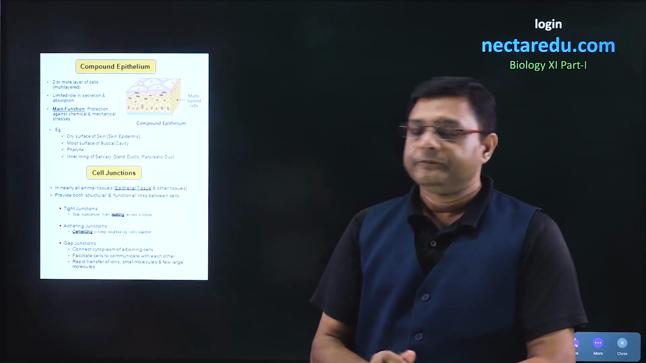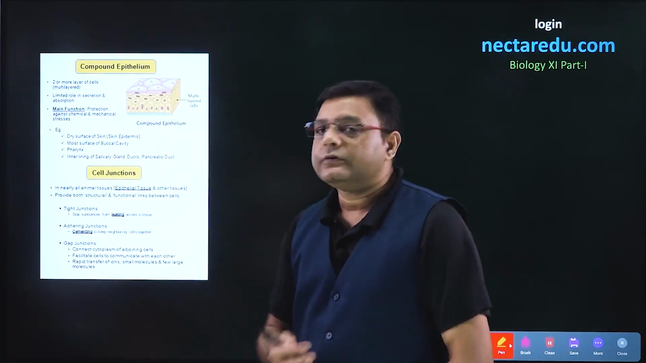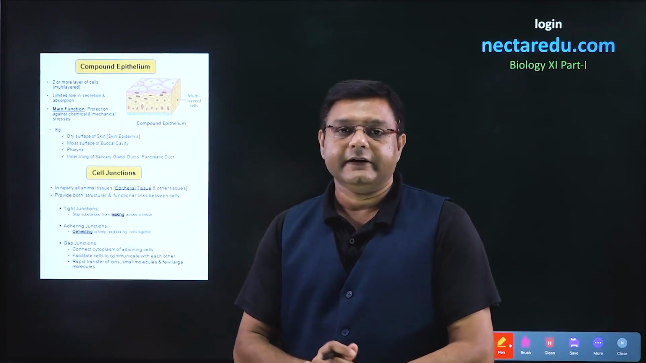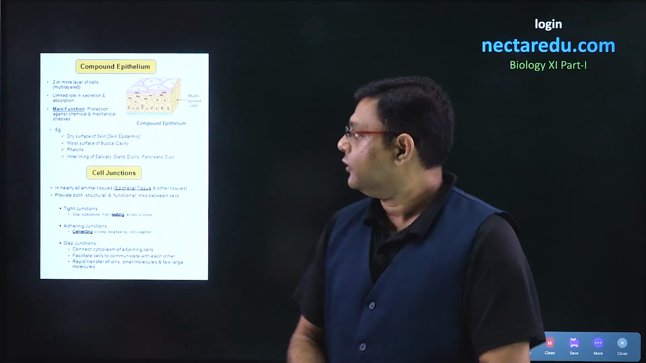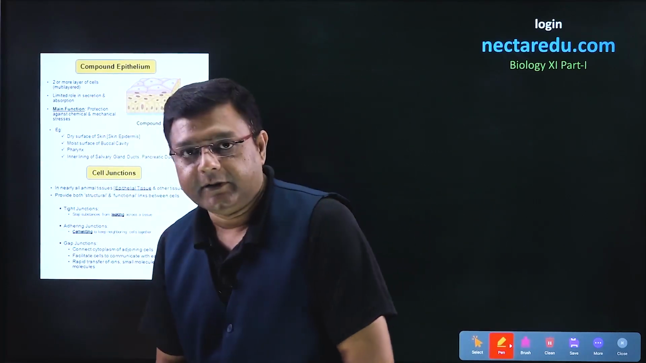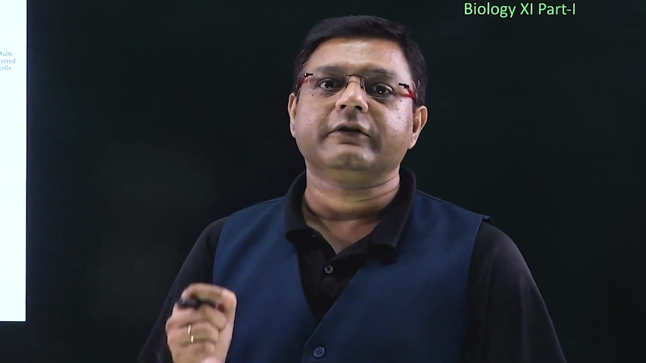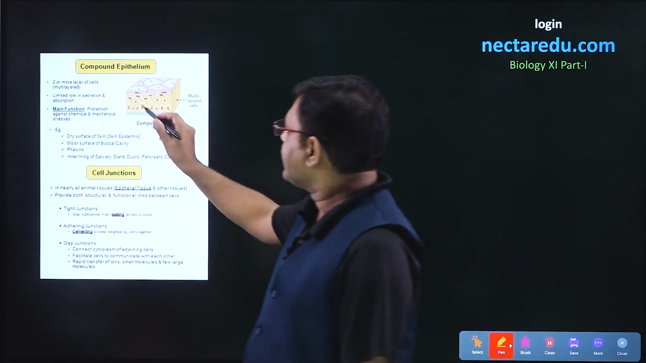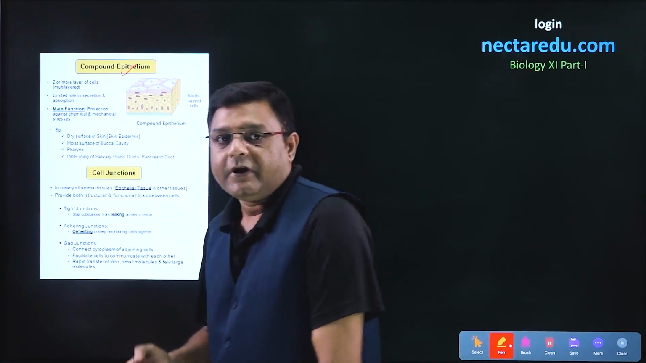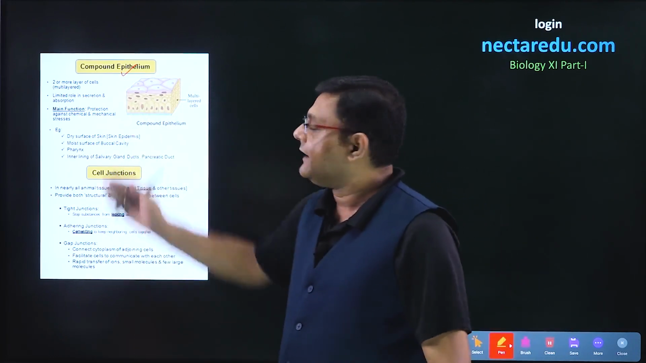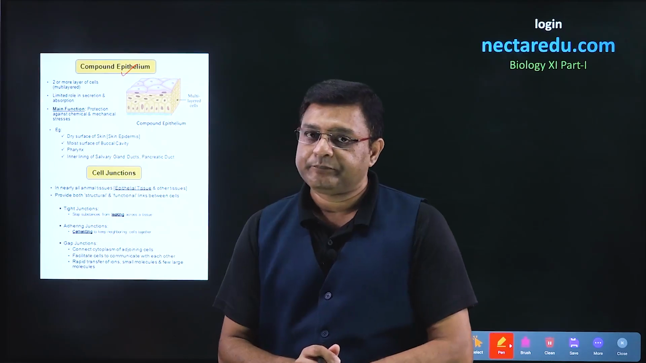In this particular video, we will look into the details of compound epithelium as well as the details of cell junctions. So, starting with compound epithelium. The epithelium which has two or more layers of cells, we call it compound epithelium. So, we can say that multi-layered epithelium will be an example of compound epithelium.